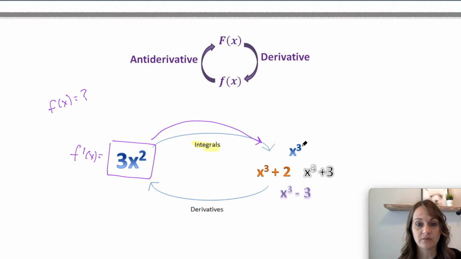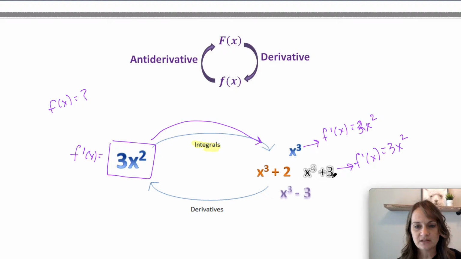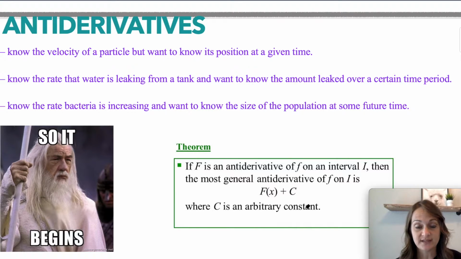Well, x cubed would work because if you take the derivative of x cubed, you would get 3x squared. The only problem is that x cubed plus 3 also gives you 3x squared as the derivative, because the derivative of 3, a constant, goes away and becomes 0. Same thing with any other constant. So the problem with antiderivatives is that there's not just one answer. It could be any answer plus some constant, because constants go away whenever you take the derivative. Hence the formula, the plus c.